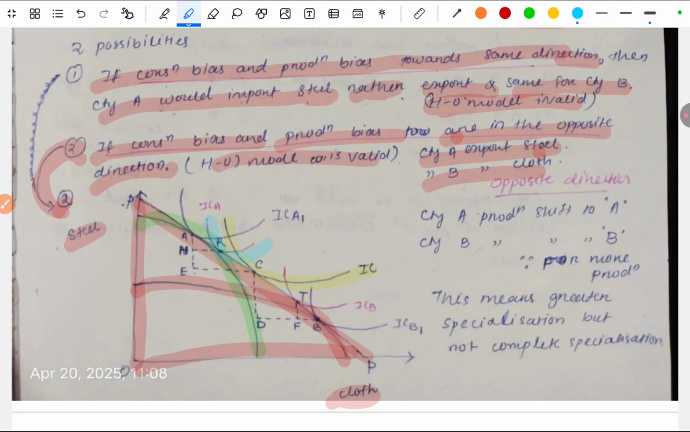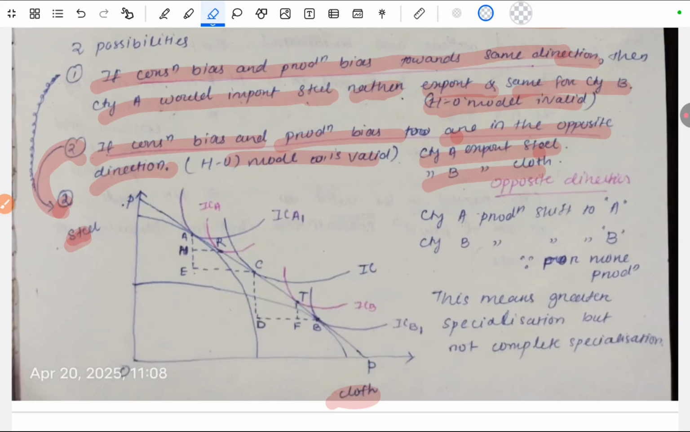This is small ICA. It is the preference of the consumer living in country A. This is the ICB, the preference or taste of the consumer in country B. This is also ICA1, also consumer preference in country A. This is also consumer preference in country B. So, for better understanding, the production of country A shifts to, let's suppose, point A, and country B's production shifts to point B. So country B produces at this point, country A produces at this point.